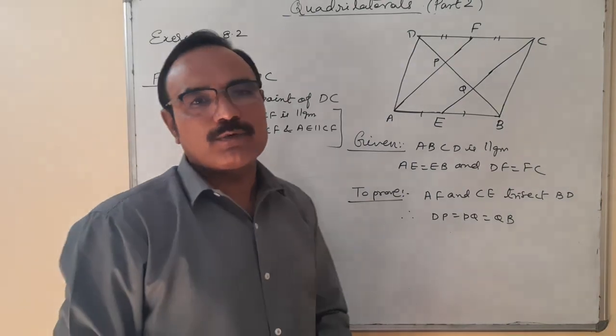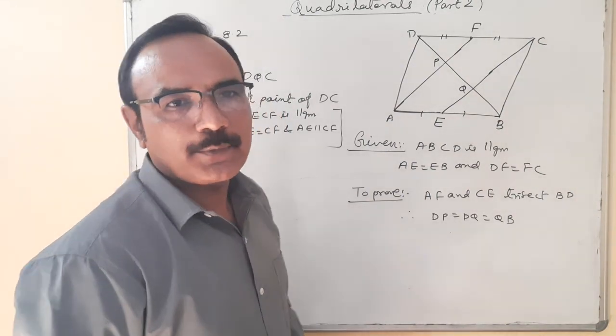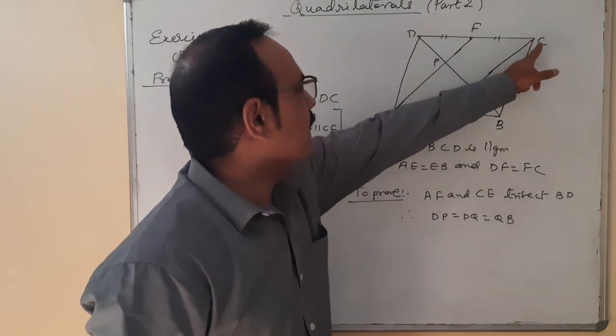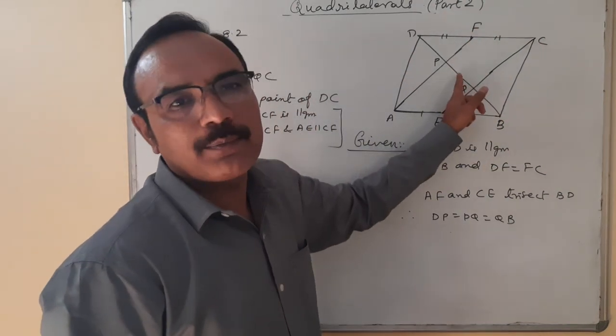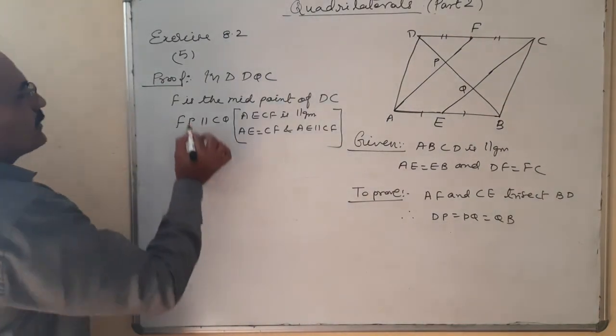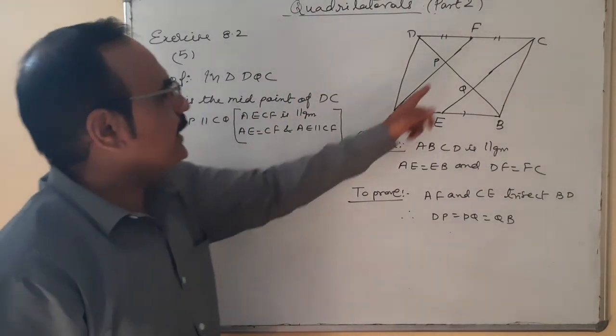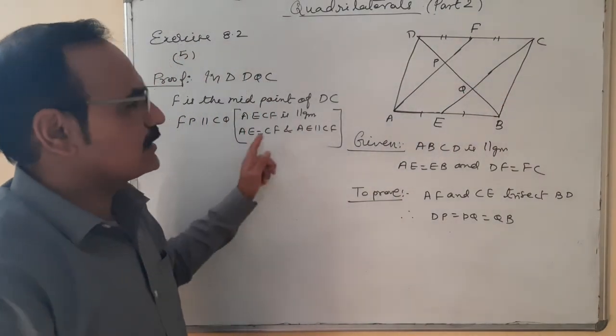And in a parallelogram, opposite sides are equal and parallel. So these are opposite sides, they are parallel. So I can write here CQ is parallel to FP. It's okay. F is the midpoint of DC. FP is parallel to CQ. This is the reason.